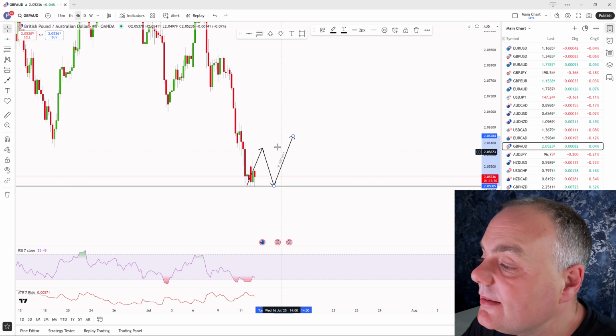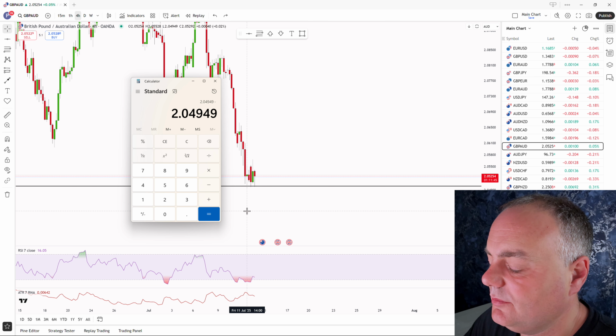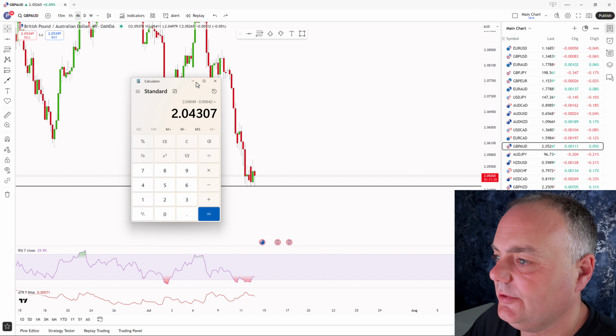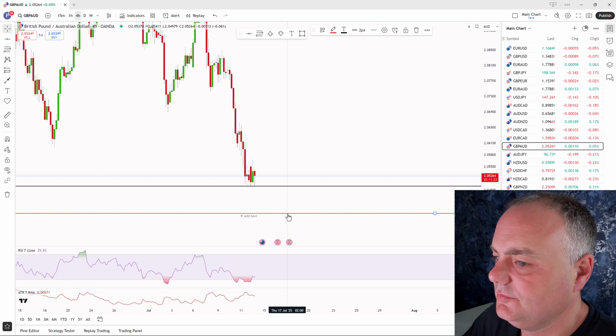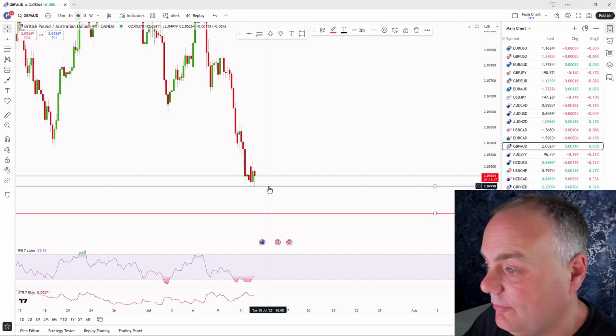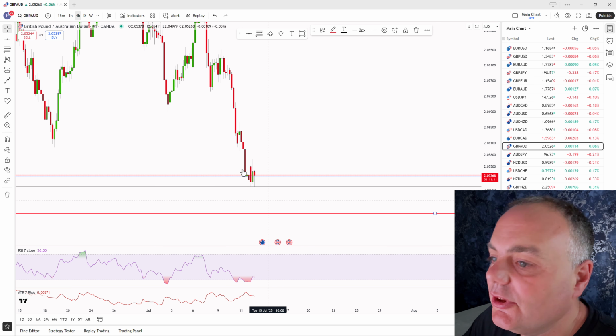Having assessed the situation, got a double bottom hopefully, we then lay out our trade. We want an ATR stop loss, which I've been discussing recently. Our low would be 2.04949, take away 0.00642, which gives 2.04307. Assuming we enter on the close of the candle, which happens to be that line, that would be our entry. We then have an ATR stop loss.